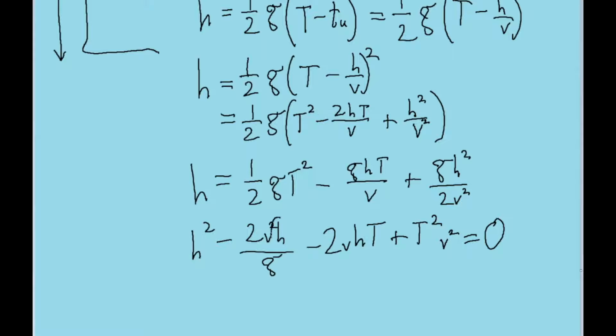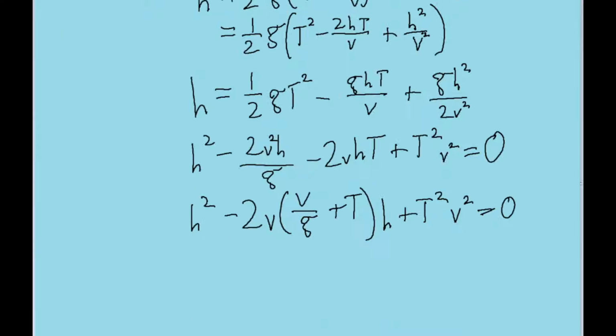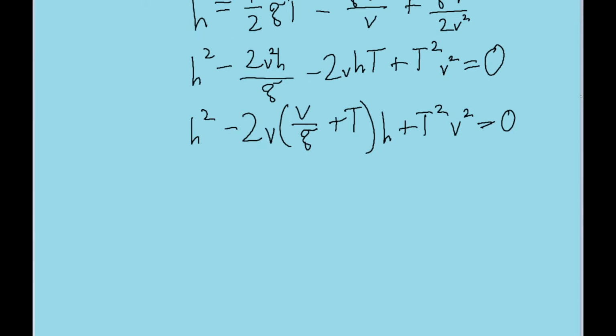And lastly, we want there to be only one term containing this non-squared h, so we'll do a bit of factoring for that. And so we end up with a formula that h squared minus 2v in parentheses v over g plus t times h plus t squared v squared is equal to 0. So finally, this is a form where we can actually use the quadratic equation.